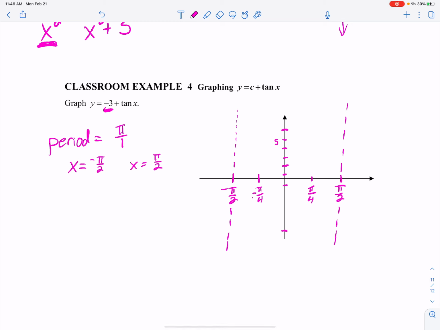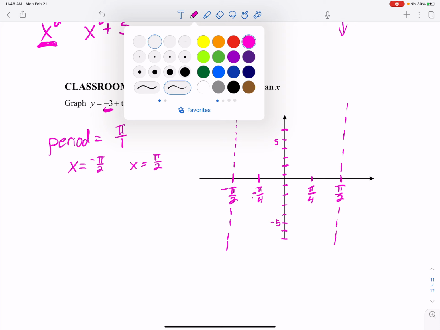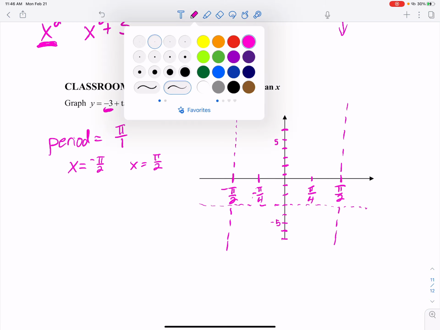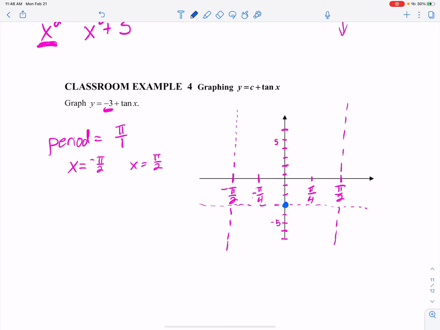1, 2, 3, 4, 5, 6. We'll do that. My new midline I'm going to do in dots is at negative 3. There's not a horizontal asymptote, but I like to put it there, just to kind of help me out. Now I know that's where my function goes. It starts right in the middle.